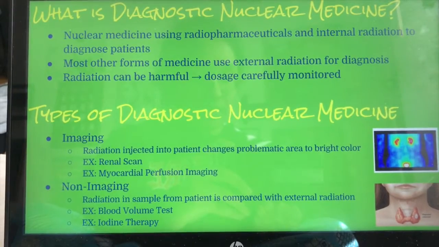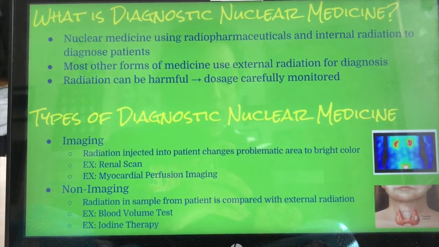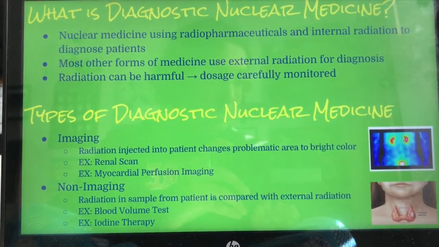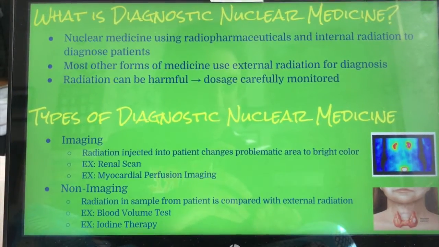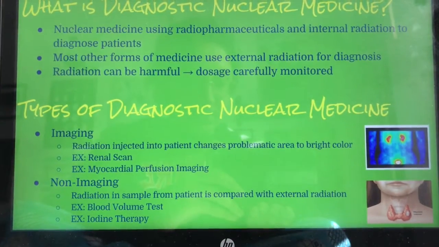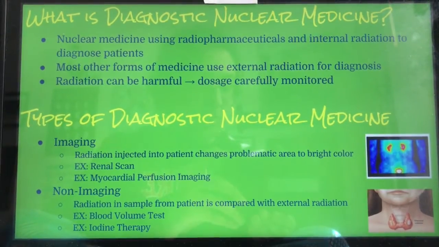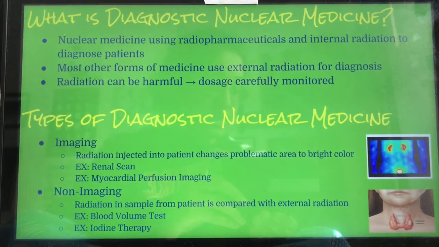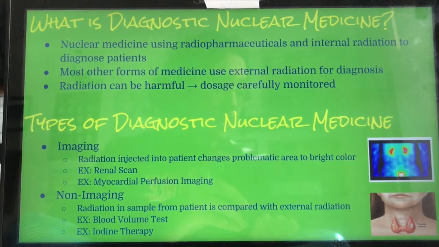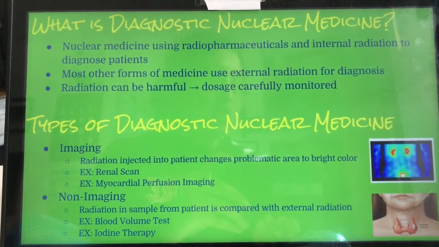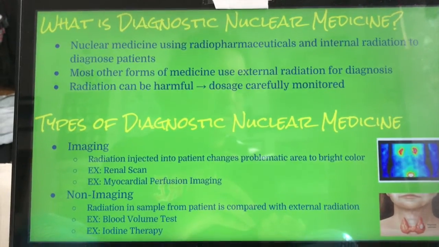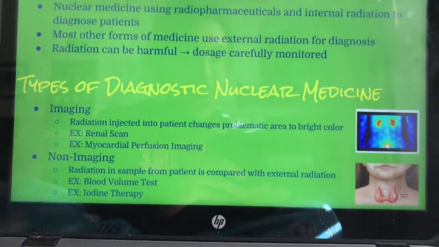The second type of nuclear medicine is non-imaging, in which there's radiation from a sample of the patient, and it's compared with external radiation. One example of this is a blood volume test. In a blood volume test, a sample of blood is taken from the patient, and the radiation in it is compared to an external radiation sample. This can help doctors detect hypovolemia, hypervolemia, etc.